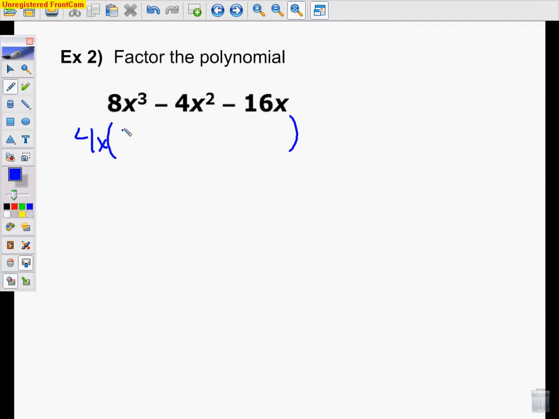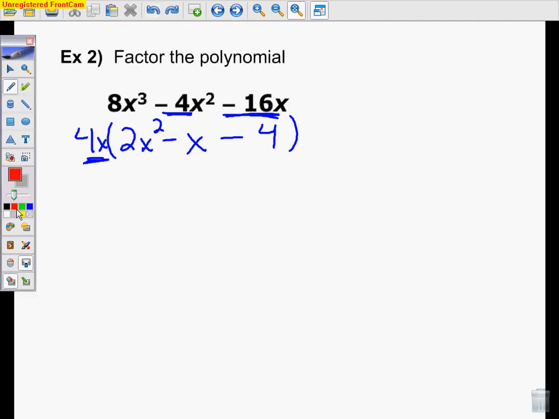So 8 divided by 4 is 2. Here we had 3 x's and we took out 1, so that leaves us with 2 left, so that's 2x squared there. Negative 4 divided by 4 is negative 1. And we had 2 x's and we took out 1, so that leaves us with a negative 1x. And then here we're going to take negative 16x and divide out 4x, so that's going to leave us with negative 4. Okay, we had 1x and we took it out, so there's no x's left in this one. Okay, and there's our answer.